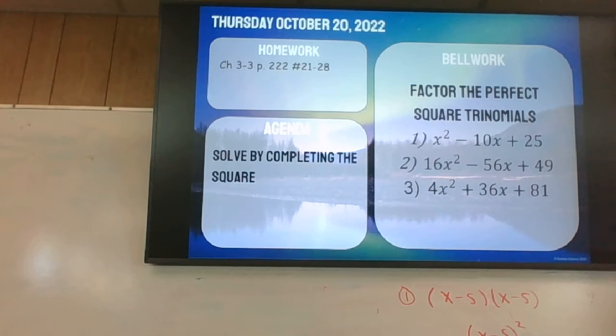Same thing with number 2. You could do the a times c method, but 16 square roots, and so does 49. So the square root of 16 is 4x, and the square root of 49 is 7. And then since the 56 is negative, we put a minus in the middle. So instead of doing 16 times 49, that's a huge number, and finding numbers that multiply to that and add to the middle, you could just square root the 16 and square root the 49.